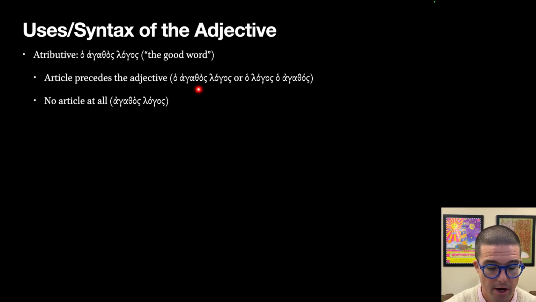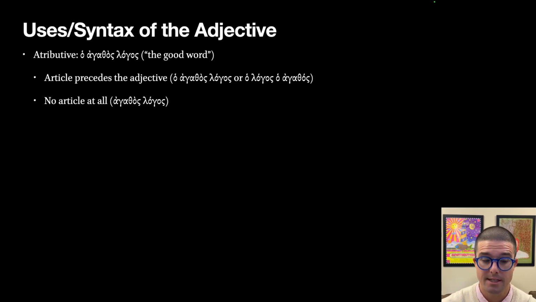This is the good word, and this is, in a more roundabout and clumsy English way, the word, comma, the good one. The word, the good one. So this has a little bit more emphasis on the goodness of the word than this one does, but essentially they mean the same thing. And if you translated this as the good word, that is okay.